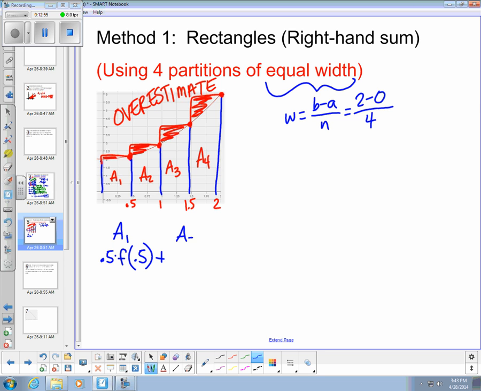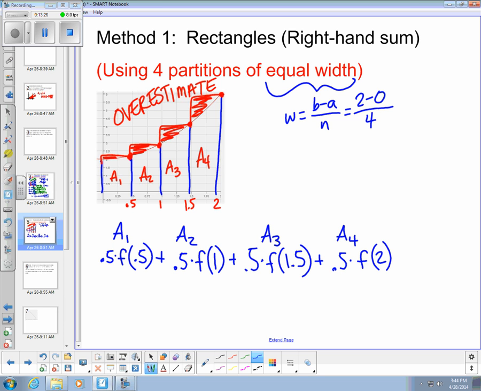For the second rectangle, my width is 0.5, and my length is the y value when x is 1. For my third rectangle, my width is still 0.5, but my length is going to be the y value when x is 1.5 or 3 over 2. And then for my fourth rectangle, 0.5 for my width, and the y value when x is 2 for my length.